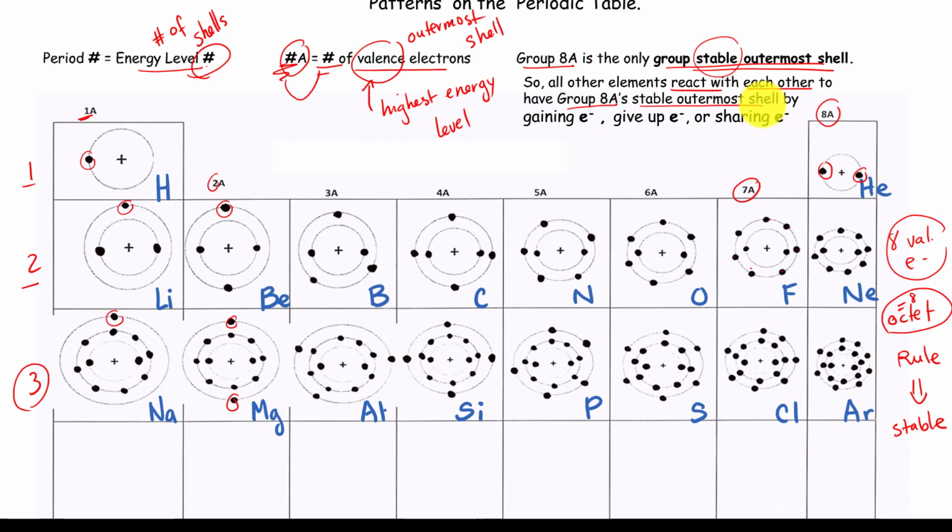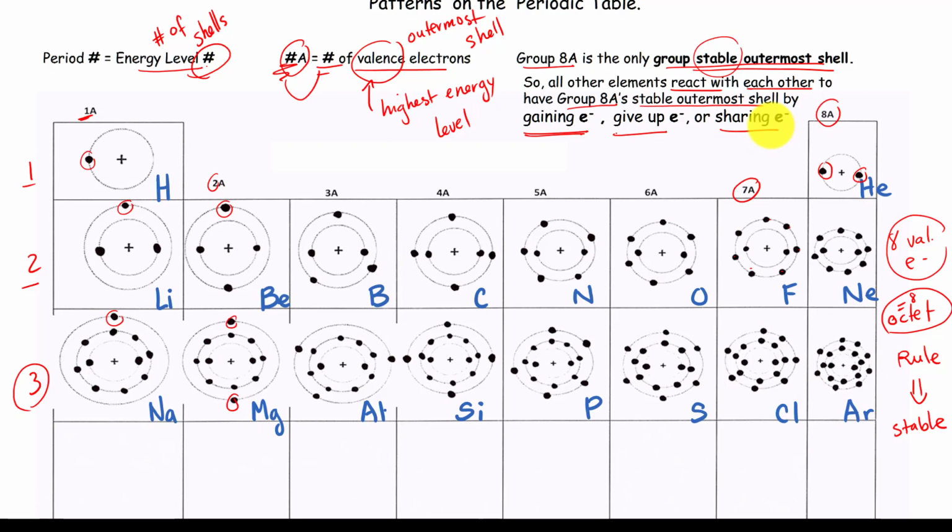There are 3 ways an element can interact or react with others to have that stable outermost shell. The first one is gaining electrons. So you gain an electron from someone else when you react with another atom. But an atom can also gain a stable outermost shell by giving up its valence electrons, or by sharing electrons with another atom.